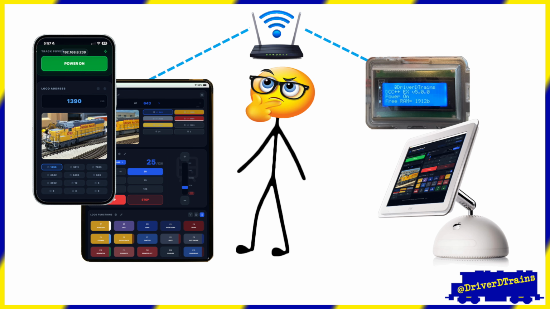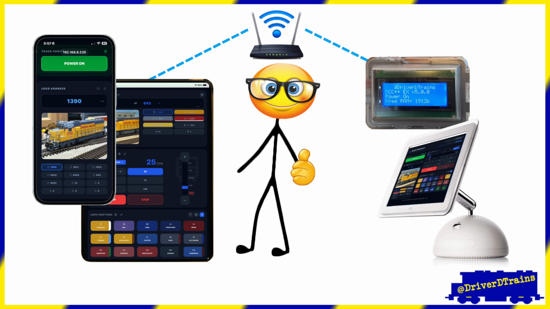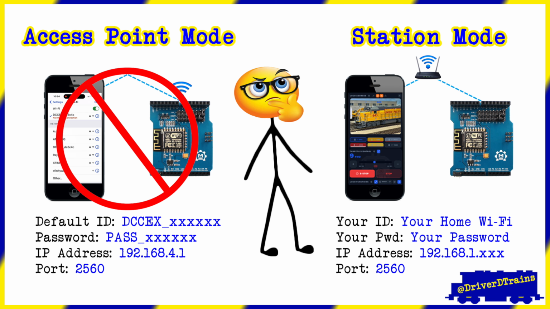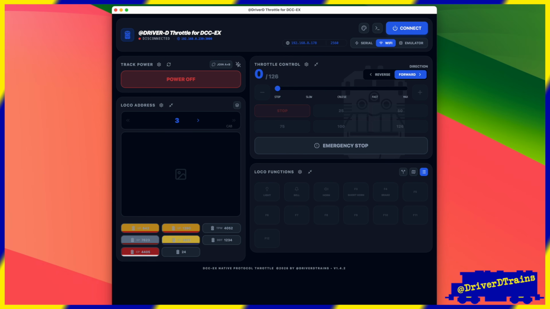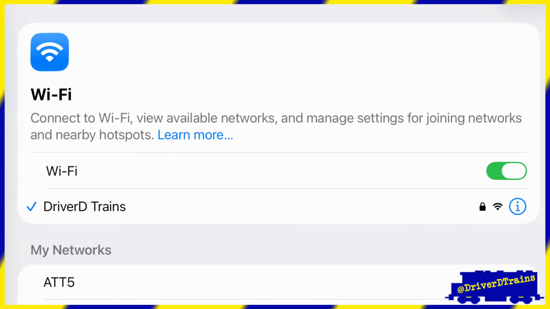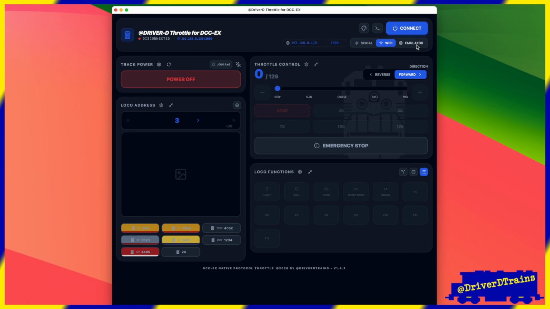This does mean, however, that our mobile device, computer, and DCC-EX command station all need to be on the same local Wi-Fi network. Also note that I have only tested using the app with the command station in Wi-Fi station mode on the local Wi-Fi network. I have not tested the app in access point mode. To open the app on our mobile device, we first make sure the app is running on our computer and that our mobile device is on the same Wi-Fi network. The Throttle app on our computer does not need to be connected to our DCC-EX command station.